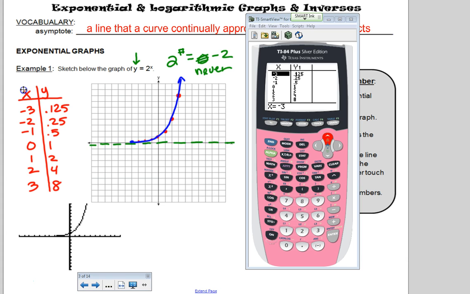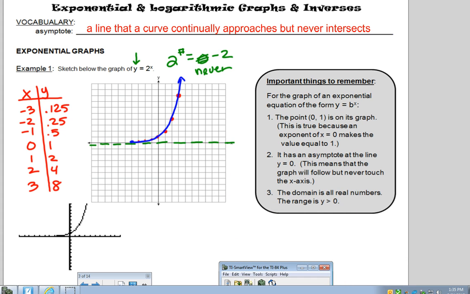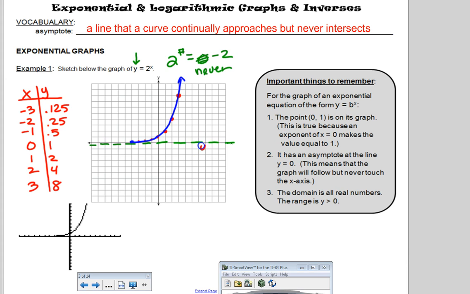So we use a dotted line to show that there's an imaginary boundary there, and that's what our asymptote is. And it's the x-axis, which actually is the equation y equals 0. So the graph will continue to go down closer and closer, but never reach that. Now, there's also a few pointers that you need to know. And I have them in the gray box.